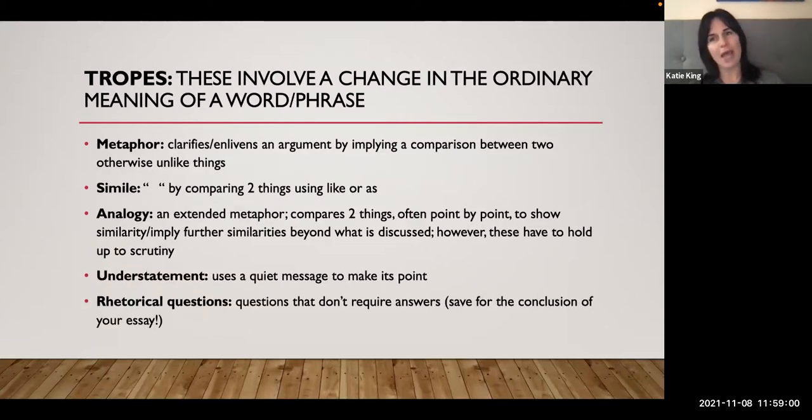The next aspect of style we'll talk about are tropes. They involve a change in the order of or meaning of a word or phrase. And these are the types of tropes we have. We have metaphor, simile, analogy, understatement, and again, rhetorical questions. So metaphors, they clarify or enliven an argument by implying a comparison between two otherwise unlike things.